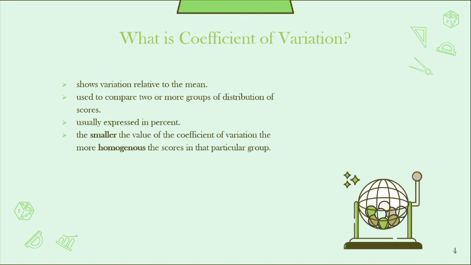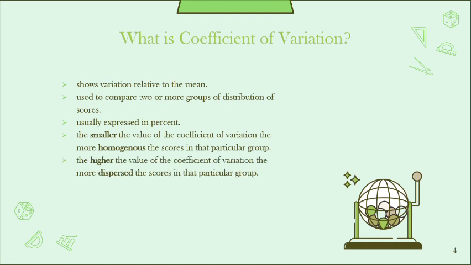Pag sinabi nating homogeneous, ito yung parang magkakalapit lang yung score ng isang group. And the higher the value of the coefficient of variation, the more dispersed the scores in that particular group. Pag sinabi naman nating dispersed, parang magkakalayo yung difference ng scores in that particular group.